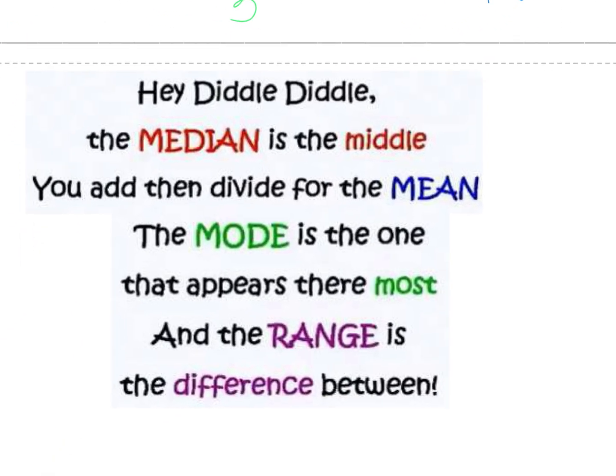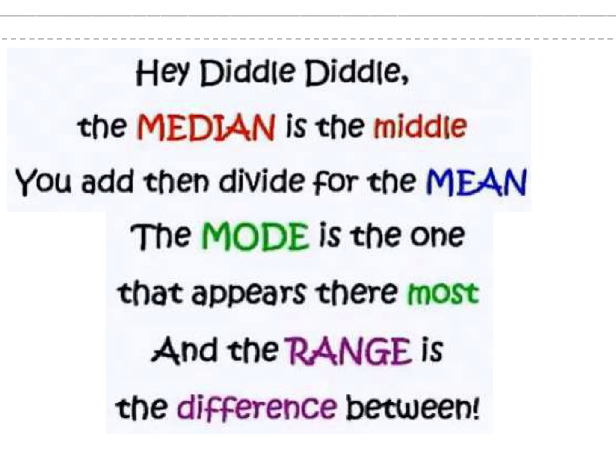Finally, we've got a wee rhyme here. Feel free to sing it out loud to help you remember what the median, mean, mode and range is, because if you get them mixed up, you're going to get no marks. So hey diddle diddle, the median is the middle. You add then divide for the mean. The mode is the one that appears the most, and the range is the difference between.